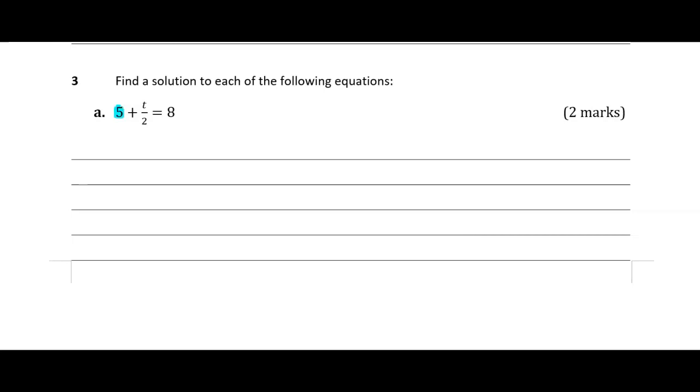Okay, so we're getting rid of the constant first. So we subtract 5 from both sides. So then we're left with t over 2, or t divided by 2. 8 minus 5 is 3. And then we multiply both sides by 2. And we're left with t equals 6.